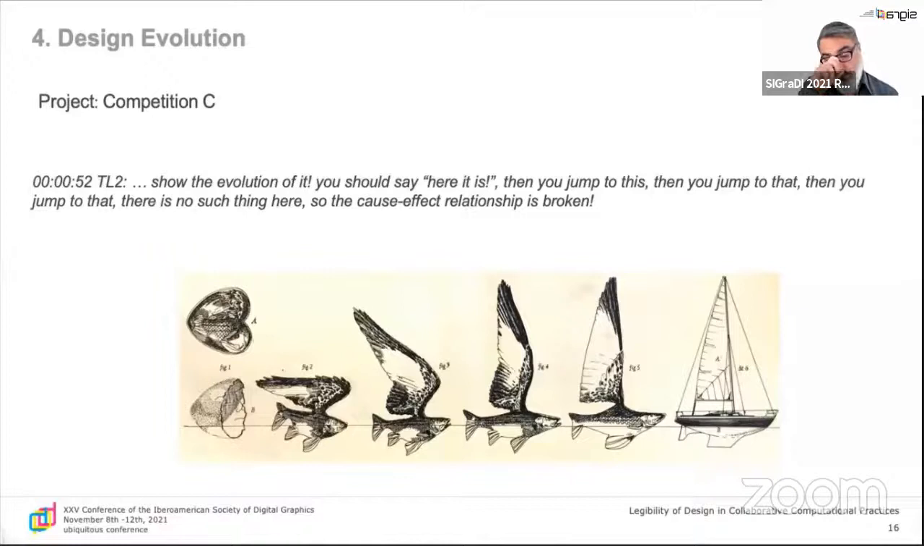He said, show the evolution of it. You should say, here it is, then you jump to this, then you jump to that, then you jump to that. There's no such thing here. So the cause-effect relationship is broken.